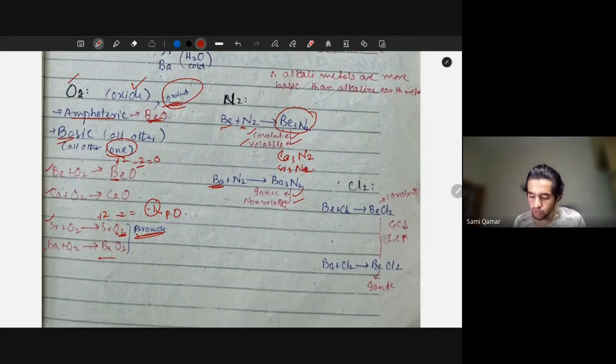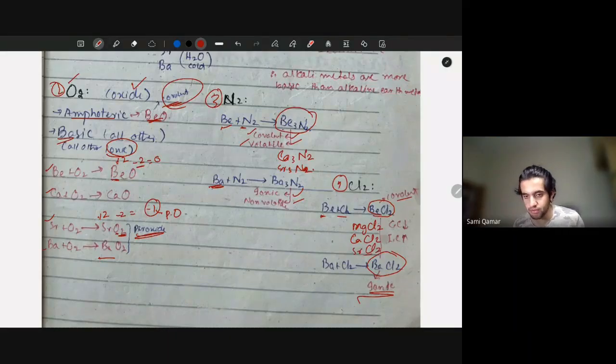Let's do the reaction with chlorine, which is our fourth one. Chlorine is going to react with our alkaline earth metals, and it will form chlorides: beryllium chloride, magnesium chloride, calcium chloride, barium chloride. You can see here beryllium is reacting with chlorine and forming BeCl2. So it is again covalent, and from top to bottom, covalent character will decrease and ionic character will increase because barium's halide will be ionic. All will react in the same fashion: magnesium chloride, calcium chloride, strontium chloride. Same fashion.